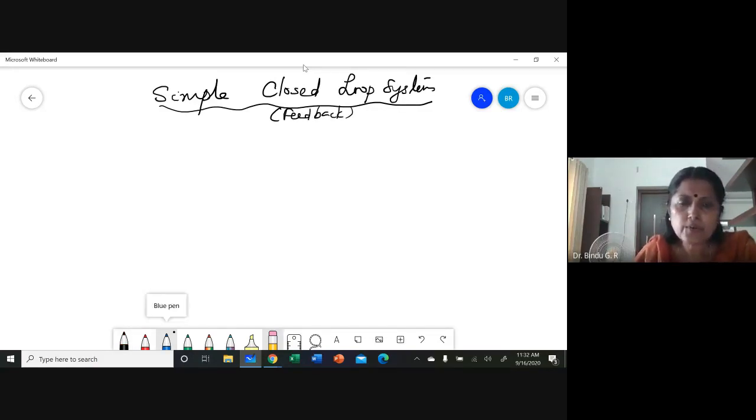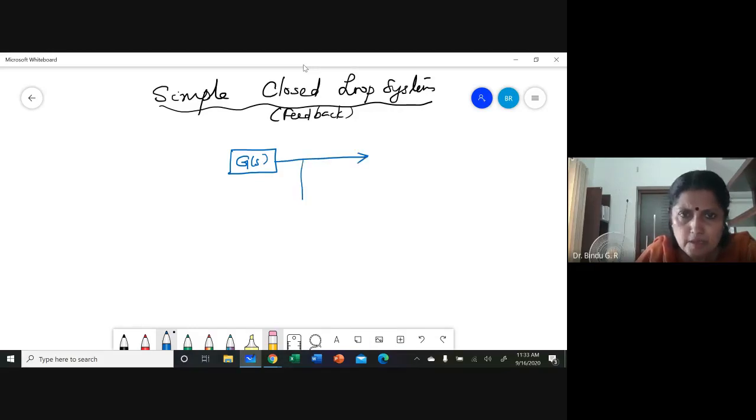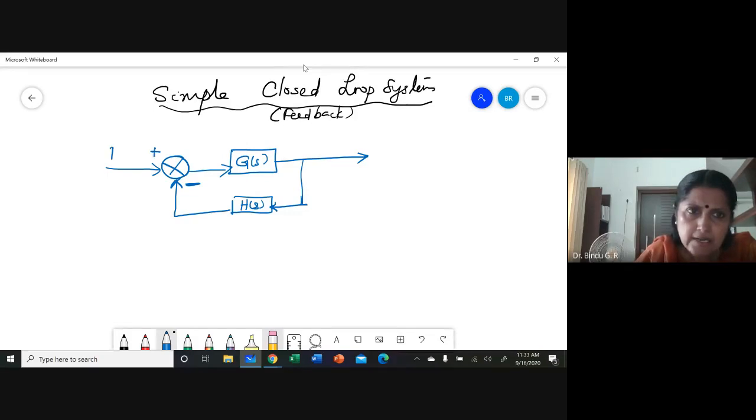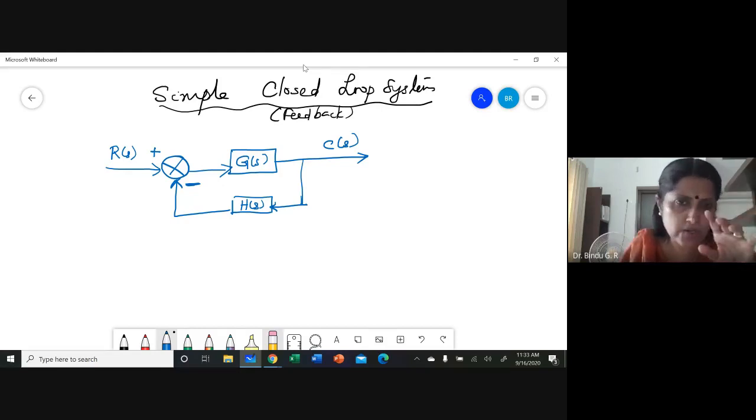Okay. Now, this is the basic diagram which you will be drawing a number of times in your class. You will have a forward element G(S). You will have a feedback element H(S). There will be a summer. This is called a summer. This is a negative feedback. All of you should just be attentive. This is a negative feedback, so I put a negative sign here. And this is R(S), the input signal, and this is C(S). I'll give you time to draw. Don't draw now. I just want you all to listen.